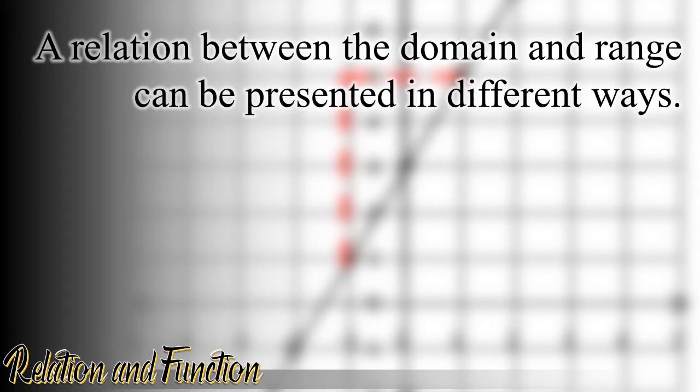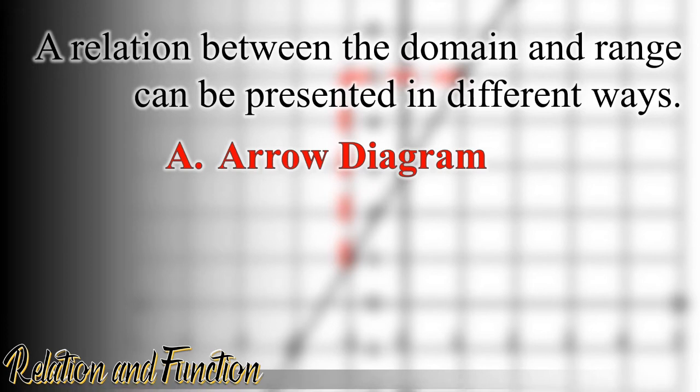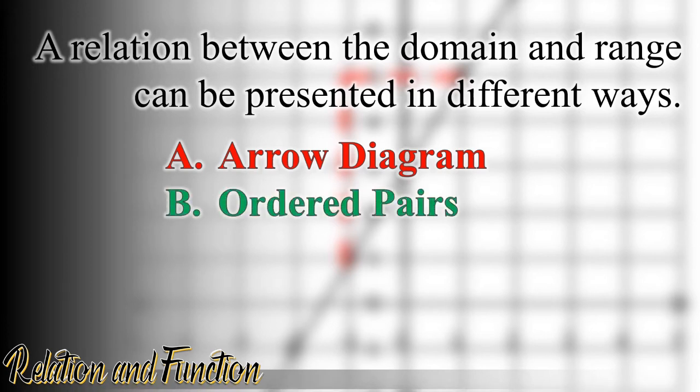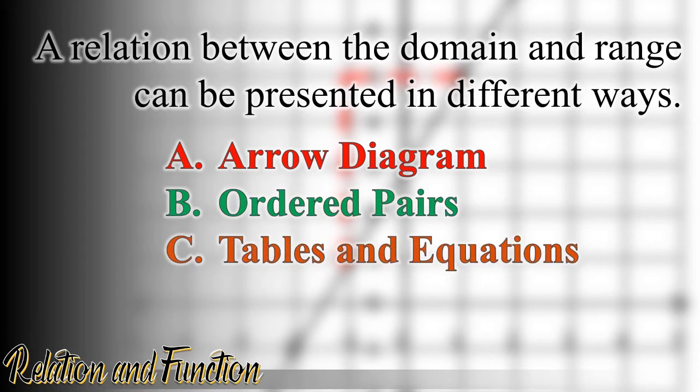So, a relation between the domain and range can be represented in different ways. So first, by using arrow diagram. Second, we have the ordered pairs. We have the table and equations. And last, we have graphs.